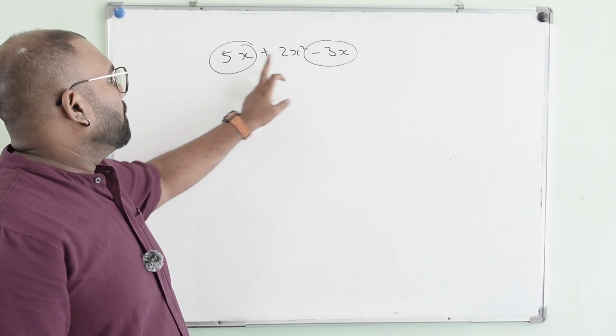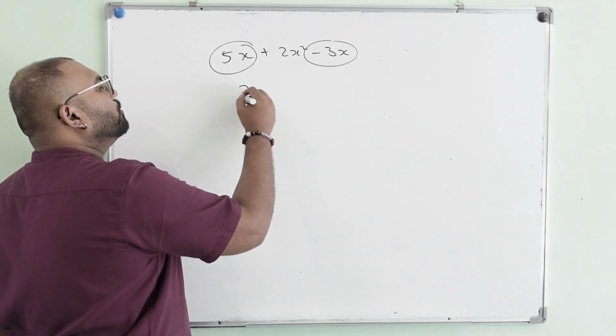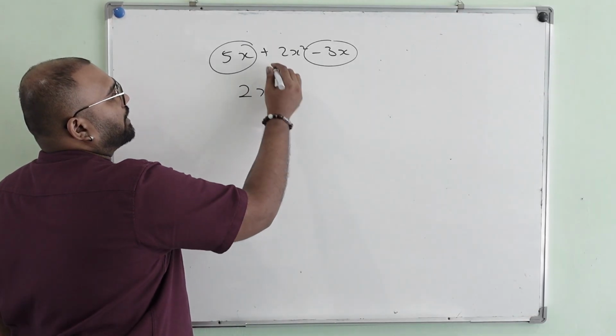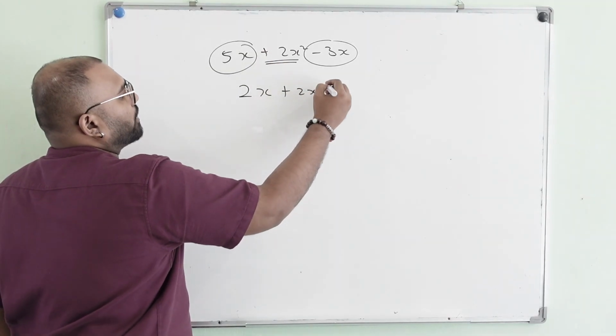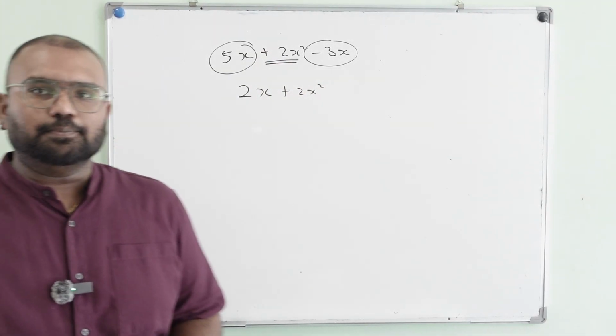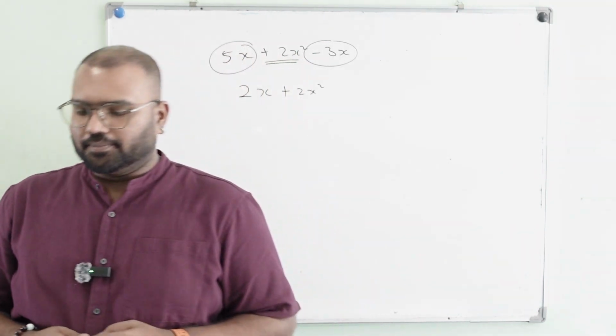So here 5 minus 3. 5 minus 3, 2. So we put here 2x. Then the balance on this one is positive, we put positive 2x square. Clear? So this is how we solve plus and minus.